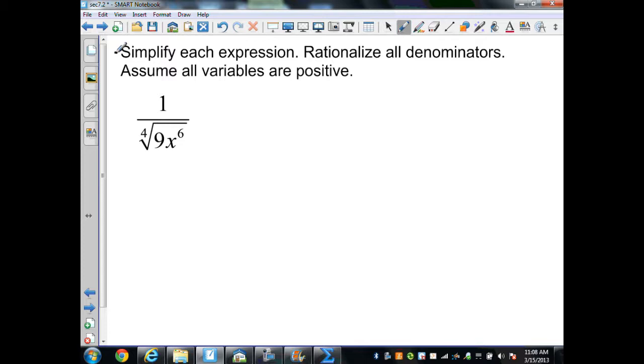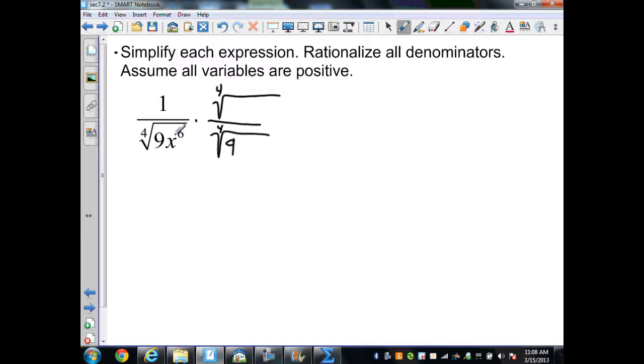In our next example, we have 1 over the 4th root of 9x to the 6th. We can't simplify any further in our fraction, but we need to rationalize to eliminate the radical in the denominator. To do that, I'm going to multiply, of course, by a radical. I need the 4th root, but I need to multiply 9 by some number, so when I take the 4th root of it, it becomes a whole number out of the radical. That would be 9. 9 times 9 is 81, and the 4th root of 81 is 3.